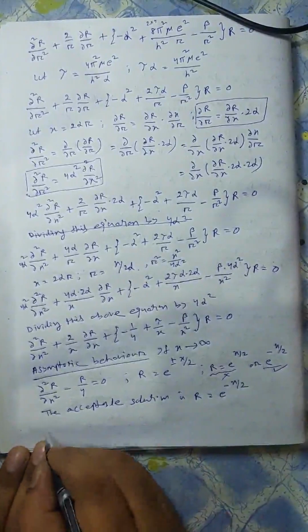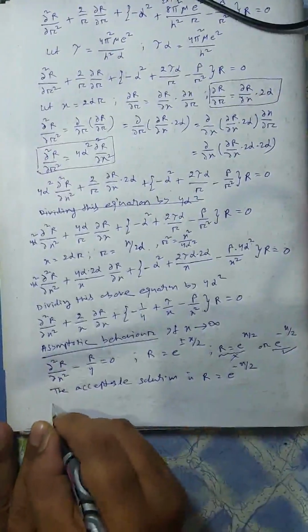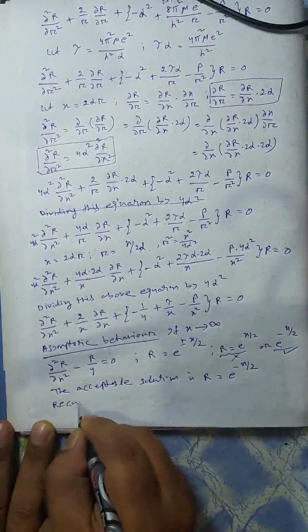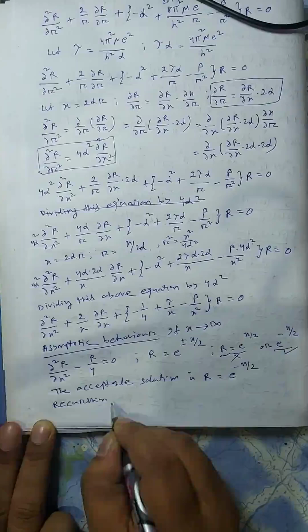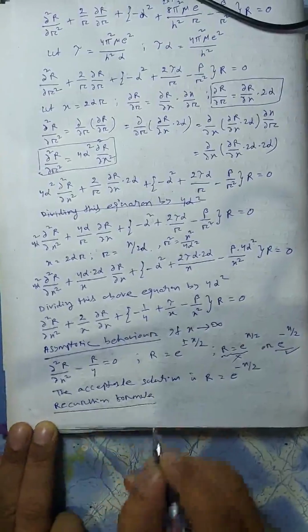Then whatever we do, we have to justify that this one is correct. Then what do we do? Now the recursion formula, just like whatever we did, we have to do in a similar way.